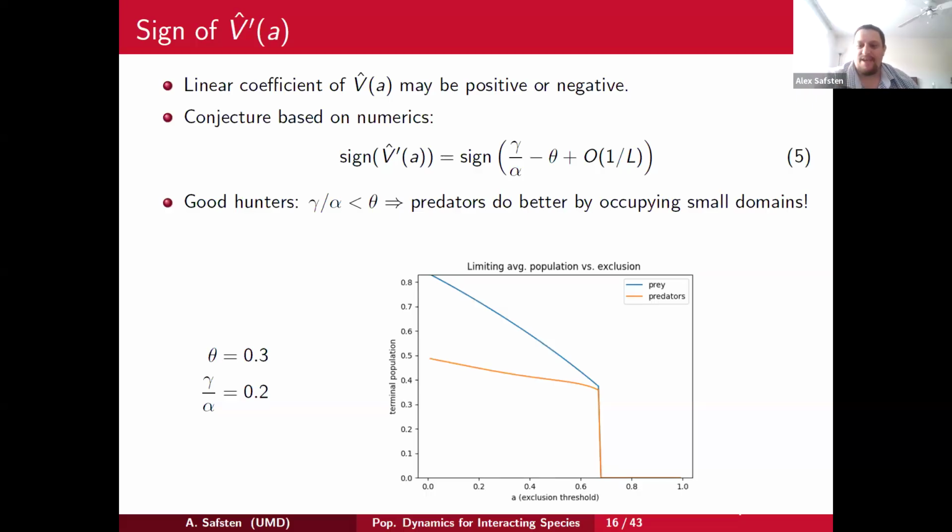And so we can see this happening in graphs. The graph that I'm showing you here is, again, that v hat function for different parameter values. In this v hat function, I've got theta is 0.3. That's the Allee threshold. And then gamma over alpha, which is the death rate over birth rate of predators, is 0.2. So gamma over alpha minus theta is negative. And indeed, what we see is that the derivative of the orange curve at 0 is also negative.